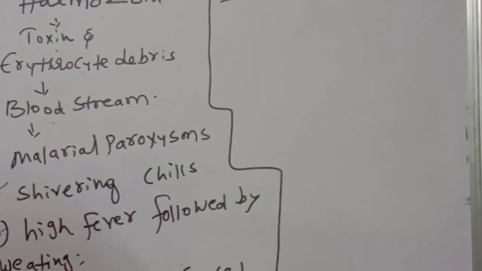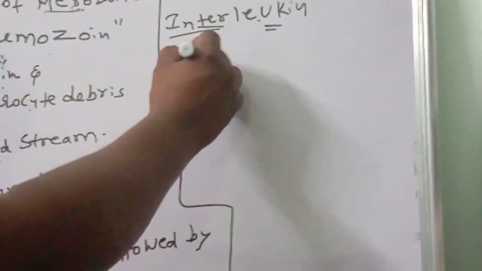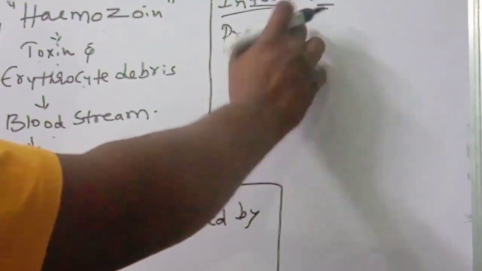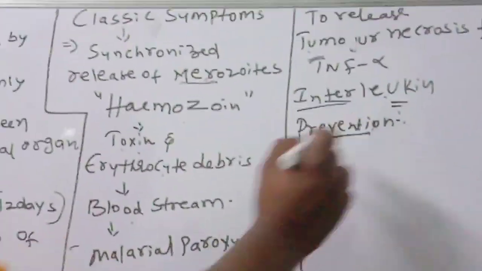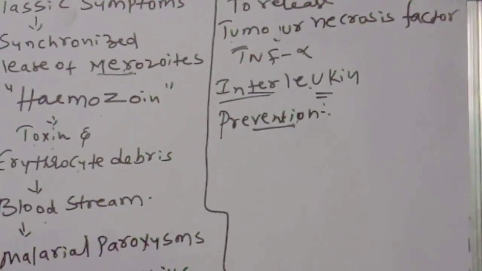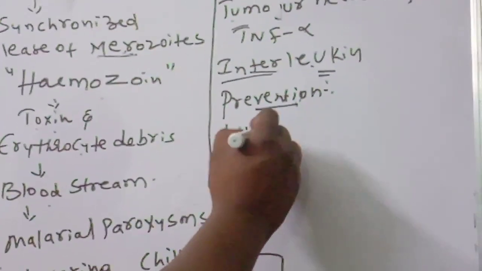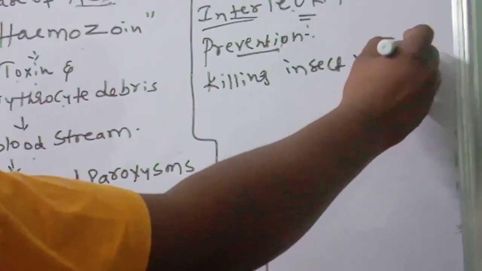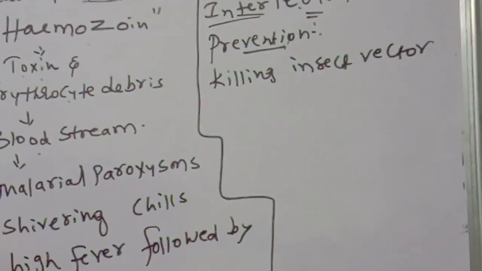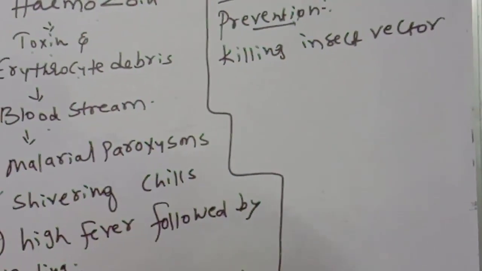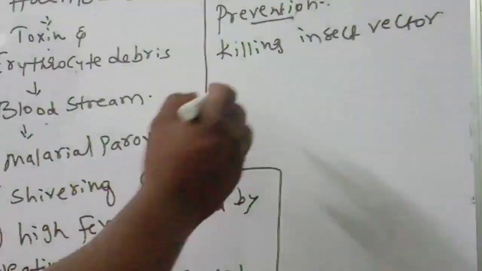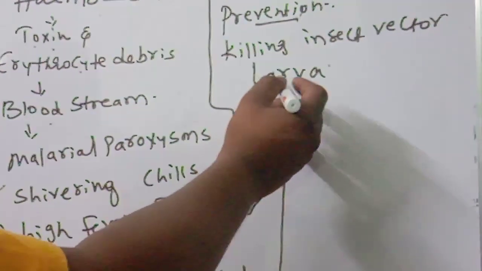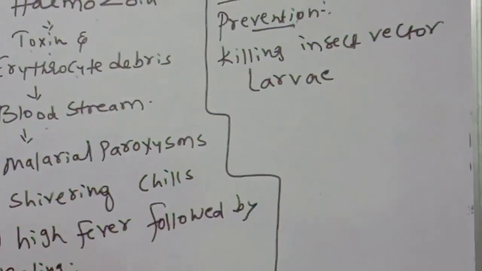Then, how to prevent it? Prevention is important. Okay, children, prevention is important. How to prevent this? First, break the transmission by killing the vector. Killing the insect vector means killing the female Anopheles mosquito. Then what we have to do is kill the larvae of that mosquito.